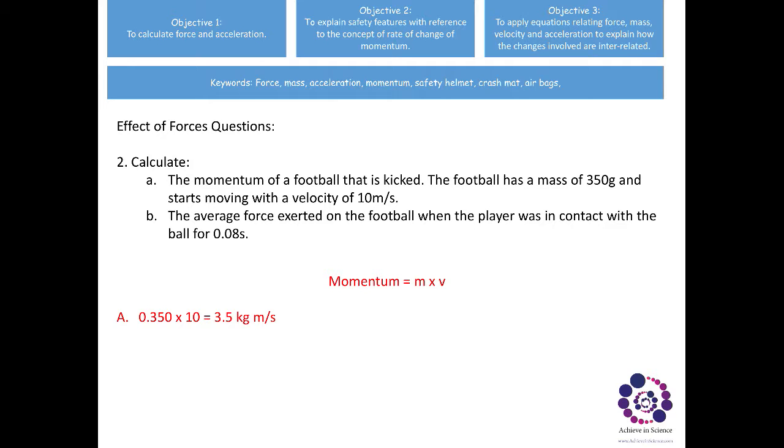Part B. The average force exerted on the football when the player was in contact with the ball for 0.08 seconds. So we need to calculate the force. Force equals change in momentum divided by time. Don't be tricked in an exam because it hasn't given you the change in momentum. You've already calculated it in the previous question, so you know it is 3.5. So change in momentum divided by time: 3.5 divided by 0.08 will give you the force, which is 43.75 newtons, which could be rounded to 44 newtons.